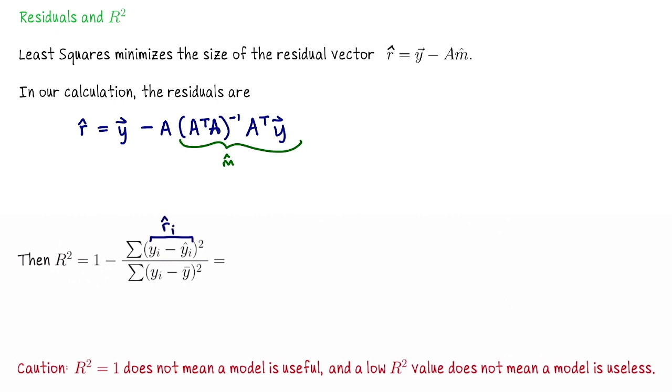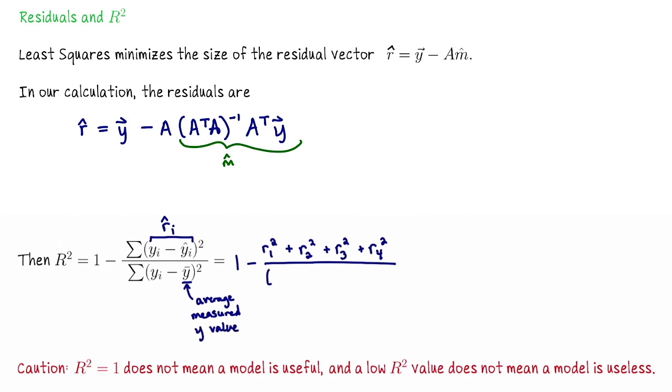So for the parabola best fit that we were looking at, it's going to be 1 minus R1 squared plus R2 squared plus R3 squared plus R4 squared. And then we'll write out the denominator. Let me remark here that y bar is the average measured y value. So this will be the measured data y1 minus y bar squared plus y2 minus y bar squared plus y3 minus y bar squared plus y4 minus y bar squared.